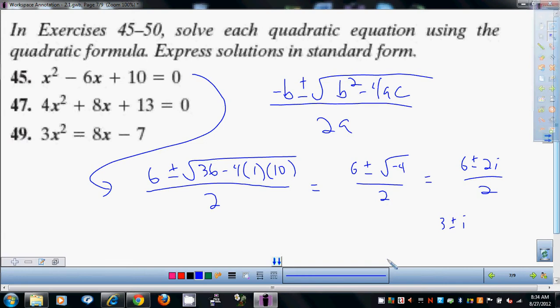49 is going to be just the same as 45 and 47. What's the only thing you have to do first with 49? Yeah, set it equal to 0. Move everything to one side of the equation. So before you work 49, you're going to have to rewrite it as 3x squared minus 8x plus 7 equals 0. But then from there, it's just the same as the others. Questions on that?